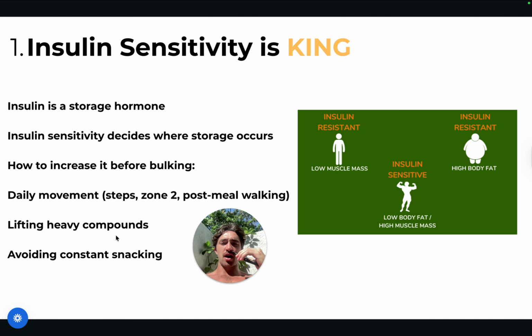And then also heavy compound lifts, and then avoid constant snacking. If you're eating really consistently throughout the day, like if you're always digesting and munching on something, especially if it's carbs, then you're spiking insulin throughout the whole day, which for a lot of reasons is a bad thing, because number one, you're going to be blocking fat burning, because when insulin is high, you can't really burn fat. You don't release fat cells, because that's what insulin does as well.